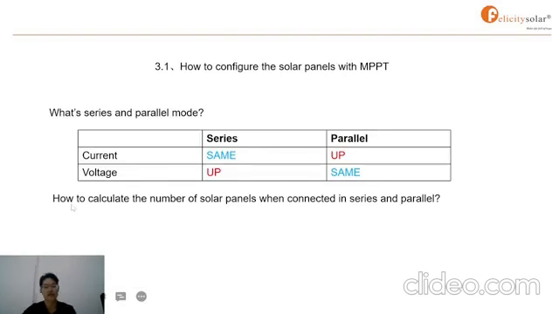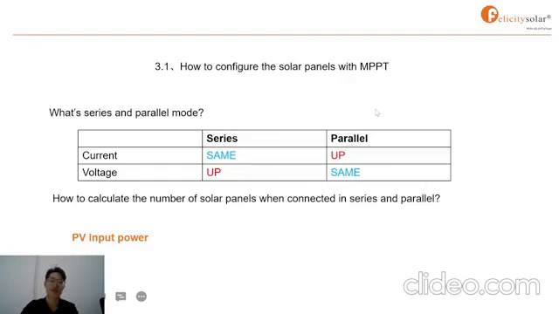And next question, how to calculate the number of solar panels when connected in series and parallel? Why? Because we want our panels to generate power, we just don't want it to surpass the limitation of our machine, just to protect our machine. Okay, so to answer this question, we need to get 3 crucial data.